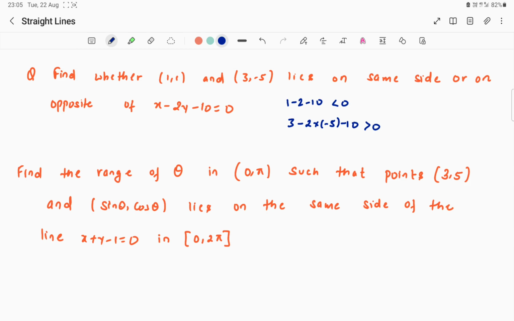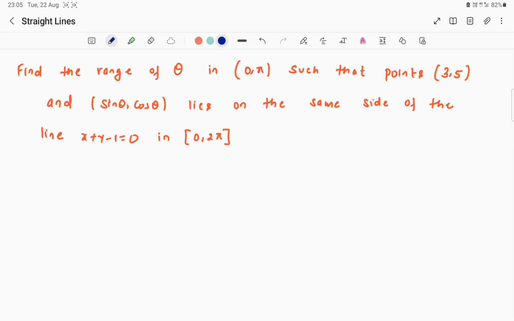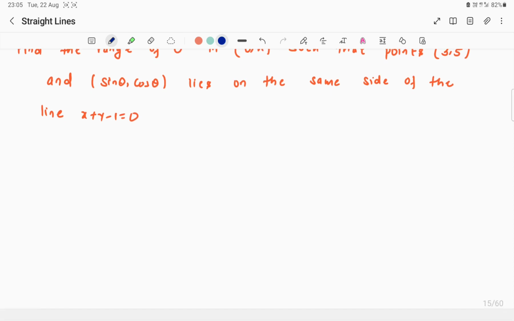Okay, now let's see an application, a question where we can mix trigonometry with straight line. So they are asking, find the range of theta in 0 to pi, such that the points 3 comma 5 and sine theta comma cos theta lie on the same side of this line. So first I will check what value 3 comma 5 gives. When I substitute, 3 plus 5 minus 1 is clearly greater than 0.